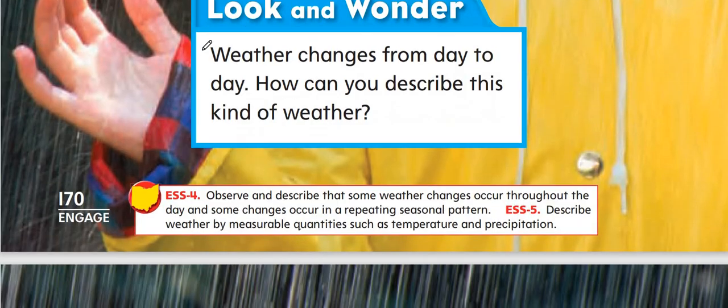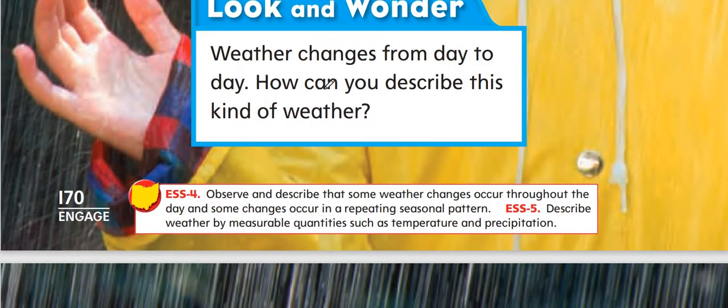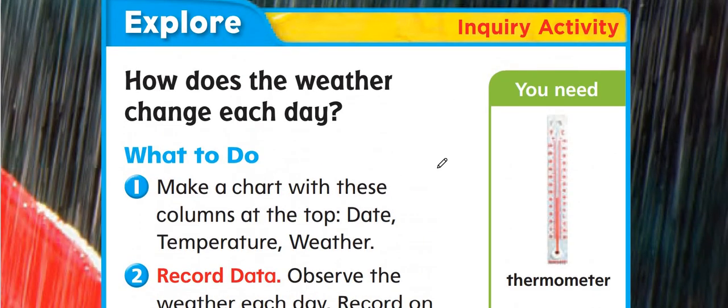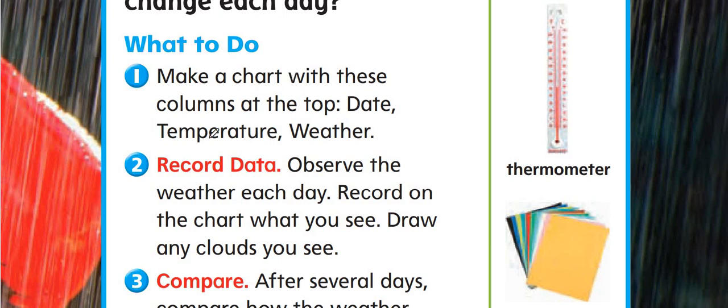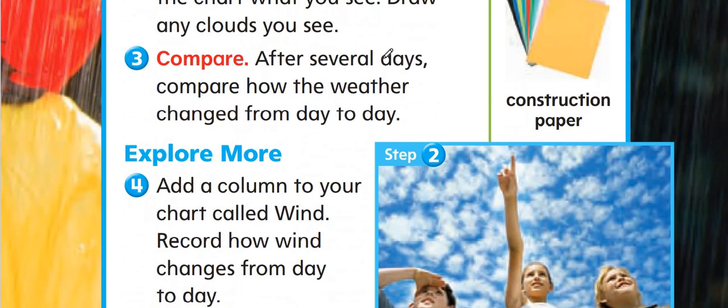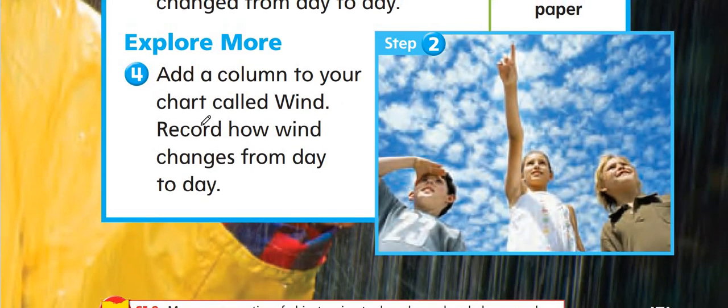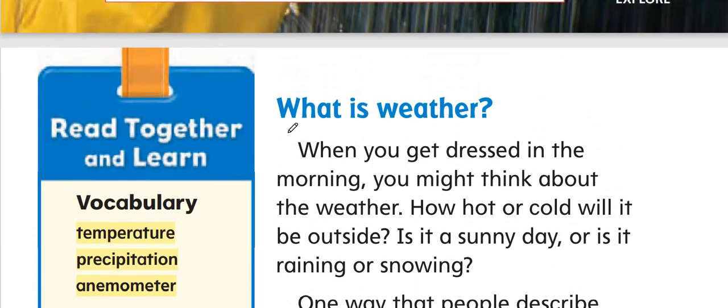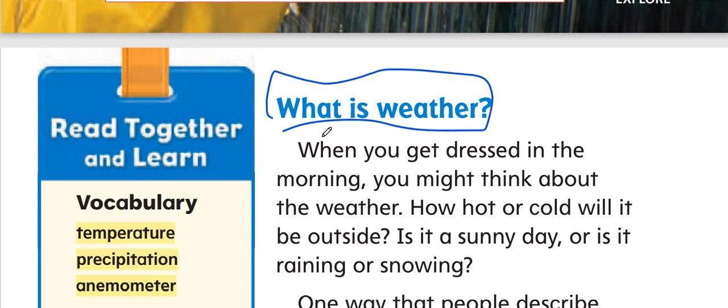Okay, so what is the weather? Weather changes from one day to another, and how can we describe this kind of weather? So make a chart. When making a chart, we have columns for date and temperature, and we're going to record the data and observe the weather each day and record it. And then we are going to compare the weather of the several days. And then add a column to our chart called wind, and record how the wind changed from one day to another day.